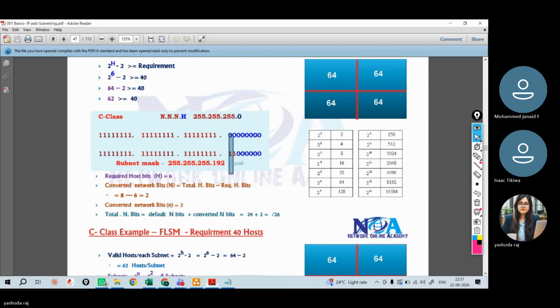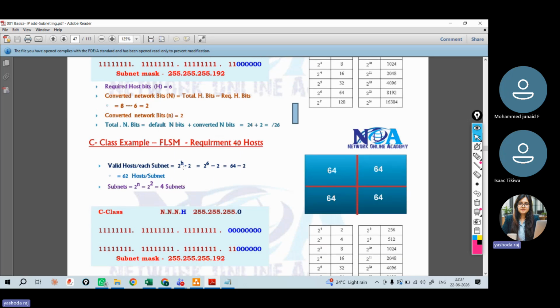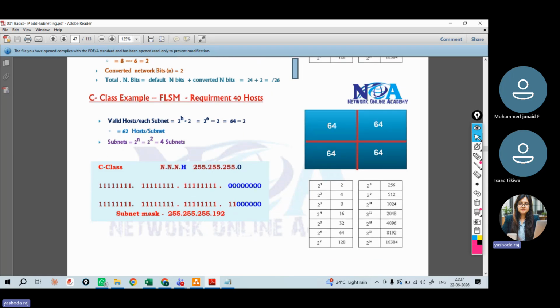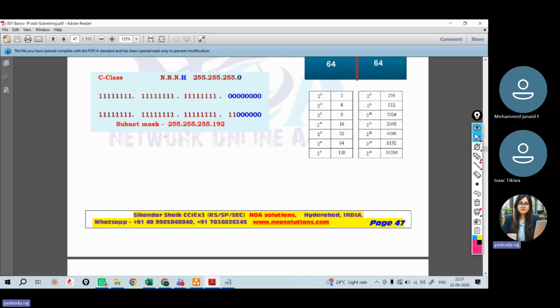Okay. So next thing. Valid host per each subnet: 2 power h minus 2, 2 power 6 minus 2, 64 minus 2, which is 62. And 2 power n, which is 2 power 2, 4 subnets we got. So this is what the subnet mask, fixed length. In each network, we have the same subnet mask, 255.255.255.192. This is what we had solved now. Clear? This part is clear now?